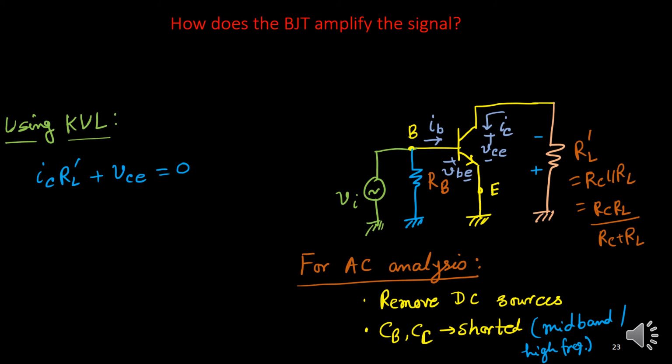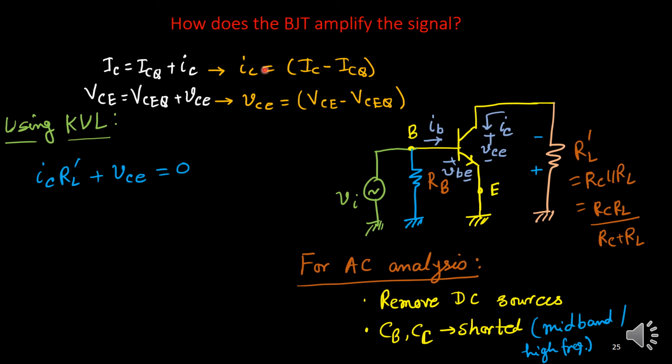So we understand that total current IC equals ICQ plus small IC, and total VCE equals VCEQ plus small VCE. Now we can replace this small IC and small VCE. Small IC we can write as total IC minus ICQ, because if I remove the DC component from the total, I will get the AC component. Total VCE, if I remove the DC component VCEQ, I will get small VCE. So small IC is replaced by total IC minus ICQ, and small VCE is replaced by total VCE minus VCEQ.